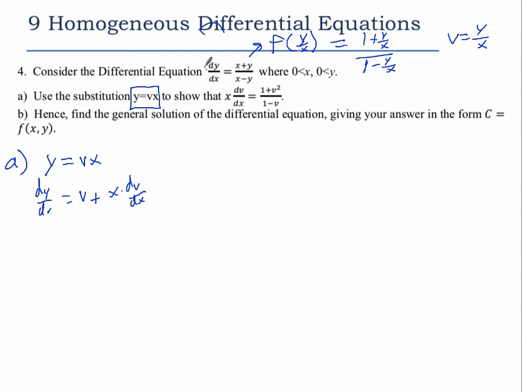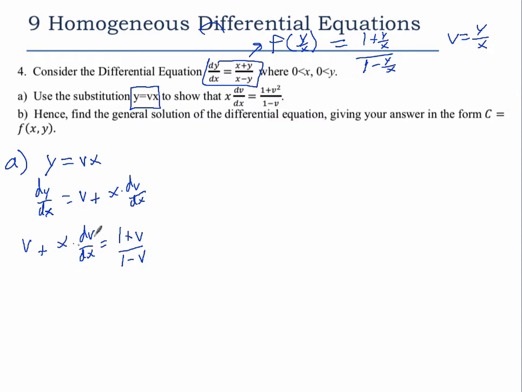So that means this equation becomes, the dy/dx is just this, so we're going to have v plus x times dv/dx equals this equation with v substituted in, so it's going to be 1 plus v over 1 minus v. Okay, now this turns it into a separable equation.